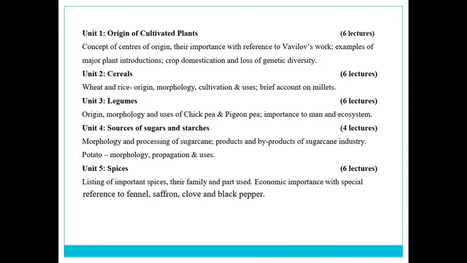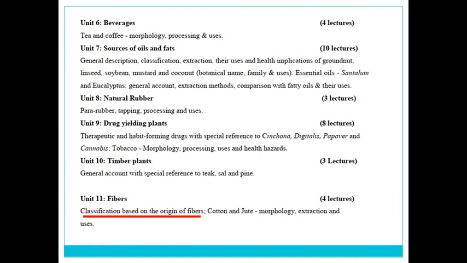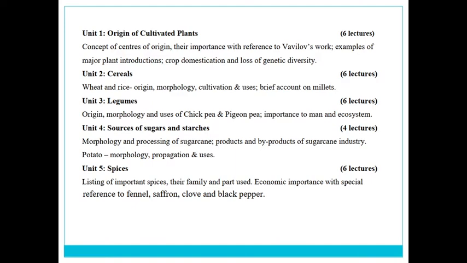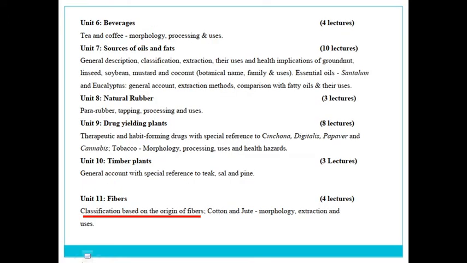Here, I provide the detailed unit-wise breakup of the economic botany syllabus constructed by the West Bengal State University for the undergraduate courses. There are a total of 11 units. And in today's introductory class, I'll provide you some overall idea, and today I start the discussion on classification of fibers based on their origin.